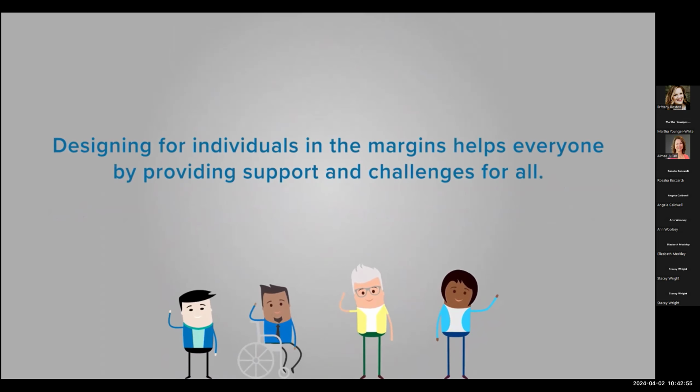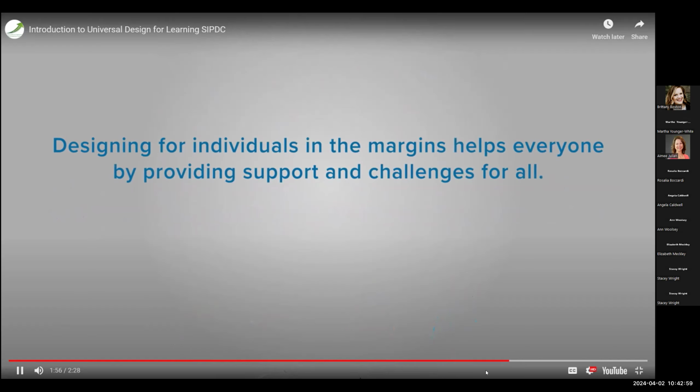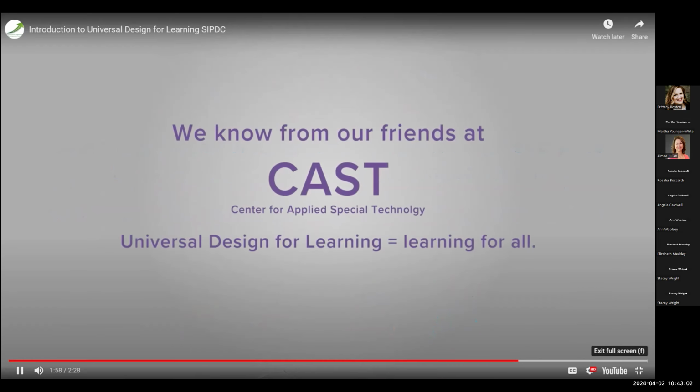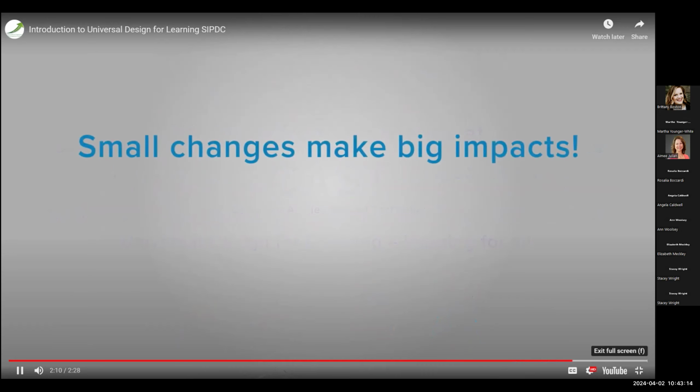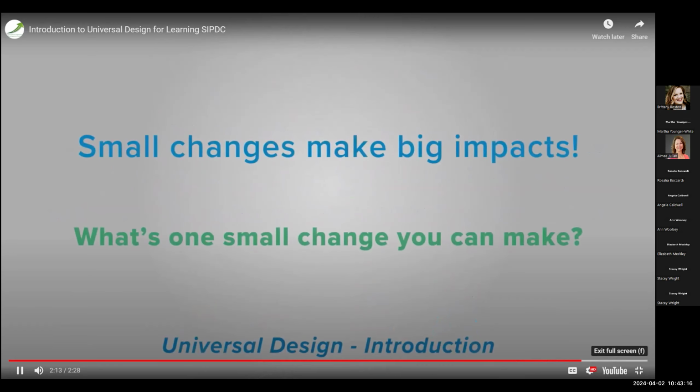Designing for individuals in the margins helps everyone by providing support and challenges for all. We know from our friends at CAST, the Center for Applied Special Technology, pioneers in UDL, that universal design for learning equals learning for all. Remember, small changes make big impacts. What's one small change you can make?